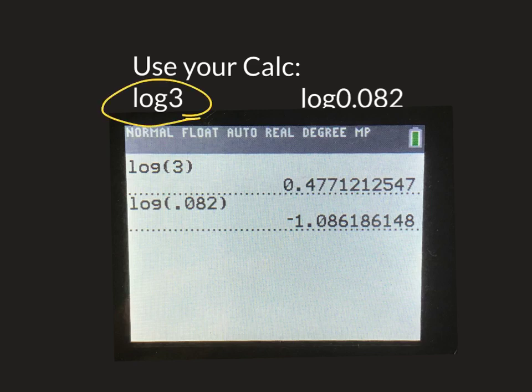It says log 3. Because it's base 10, you can just punch your log button on your calculator. Once I punch in log 3, close your parentheses, and you get that number right there. They're usually going to ask you to go 3 or 4 decimal places, but there's the whole list. Then it says log 0.082, so just punch that in. You got that number. Notice it's negative because it's a decimal, which means you have to flip the 10 to get there. So if you have a decimal, you're going to get a negative answer. If you got a whole number, you should get a positive number.